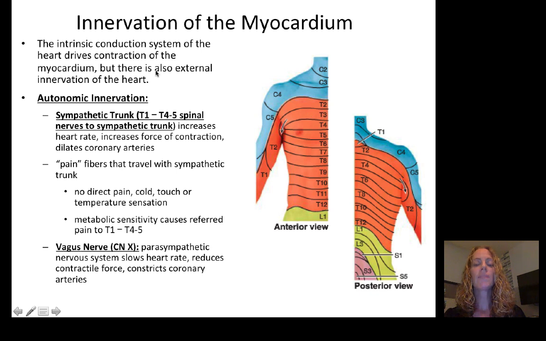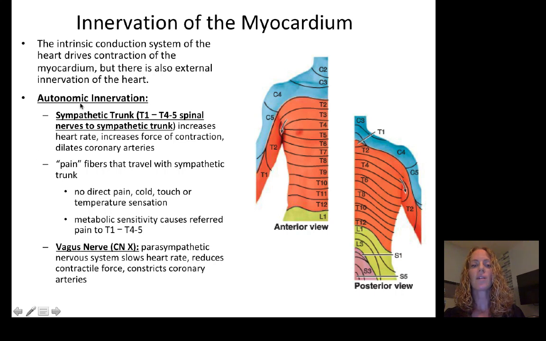The myocardium is innervated. The intrinsic conduction system of the heart drives the contraction, but there is also external innervation of the heart, and this is done by autonomic nerves. Autonomic nerves supply the organs and are involuntary. This is in contrast to the sensory and motor spinal nerves, which are voluntary and conscious.